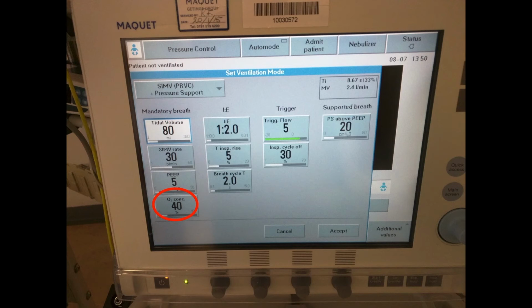The other important thing to mention about oxygen, we generally try to keep the FiO2 less than 60% in an attempt to avoid toxicity from high oxygen levels to the lungs. So if you're needing more oxygen than that, your preferred strategy is to try and re-recruit the lungs with more PEEP rather than just turning the oxygen up. But we'll cover that more in the next podcast.